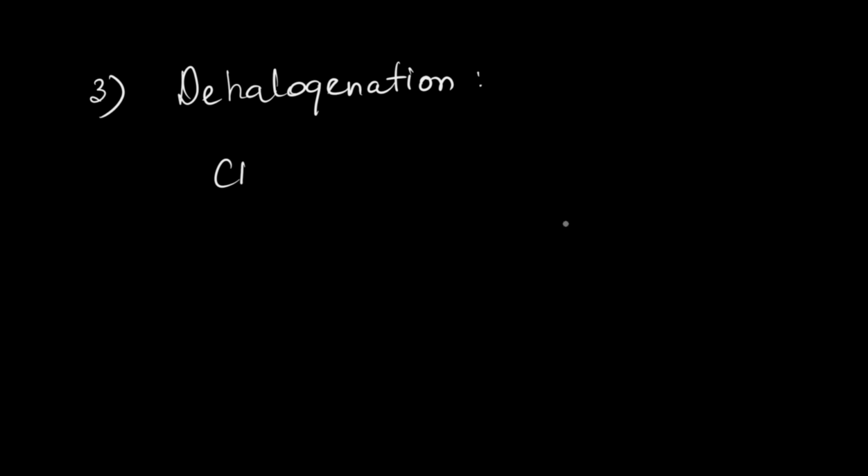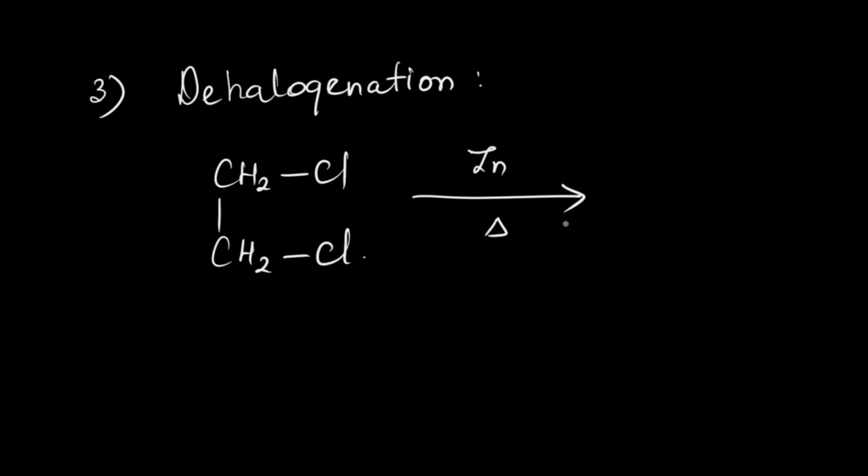Third preparation, that is dehalogenation. Simply dehalogenation, which means halogens will be removed. Say for example, I am taking vicinal chloride. Vicinal means same groups attached on the adjacent carbon. Geminal is the same carbon. With zinc, it will end up with an alkene along with that Cl.